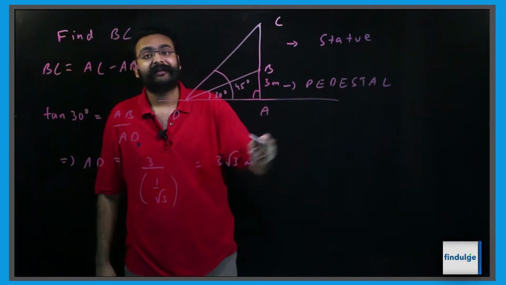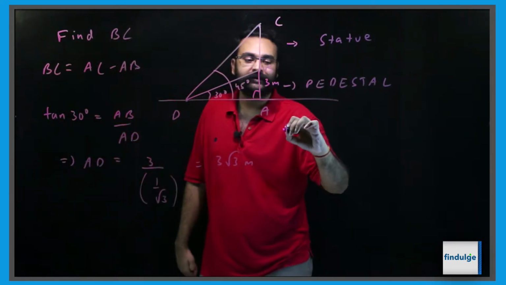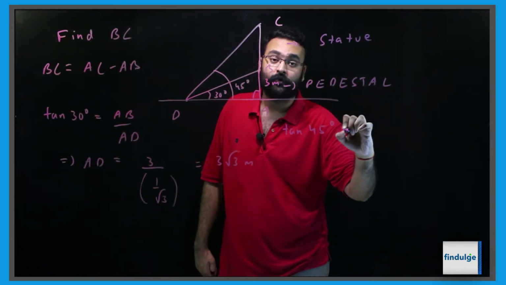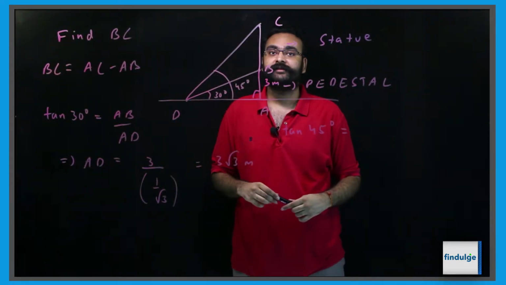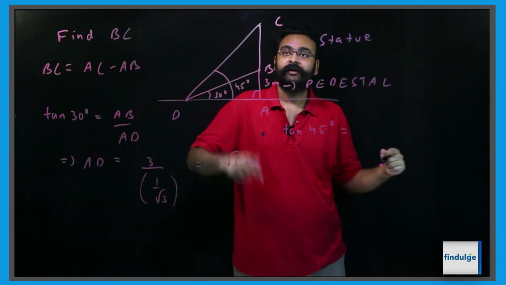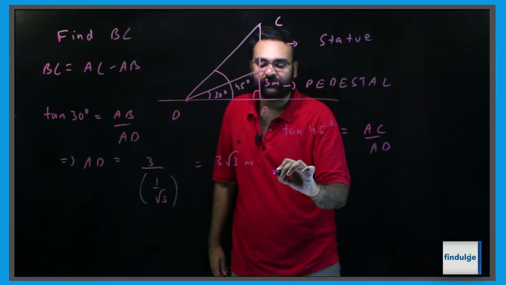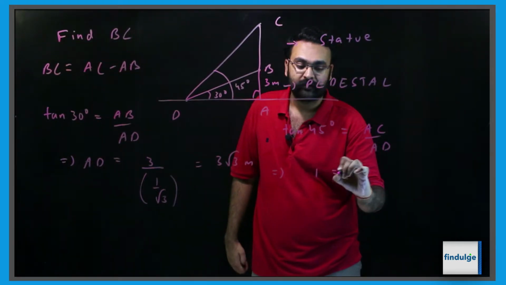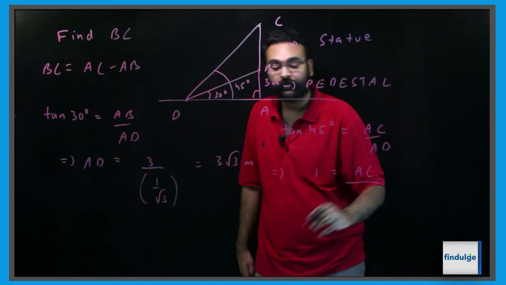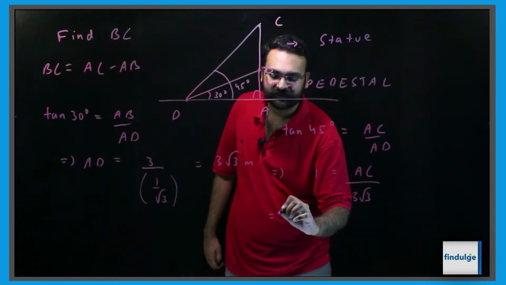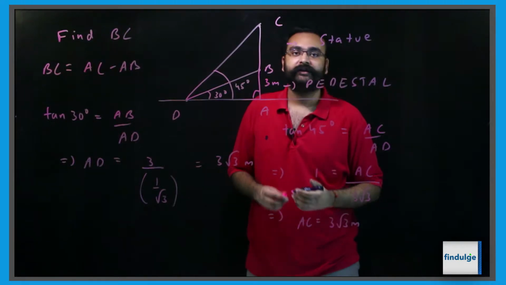Now I can get the length AC from triangle CAD by again doing tan, this time 45, because in triangle CDA this is 45 degrees. So tan 45 is equal to AC upon AD. Once again, tan 45 is just 1. AC is what I want to find. AD we have calculated as 3 root 3, which gives us that AC is equal to 3 root 3 meters.